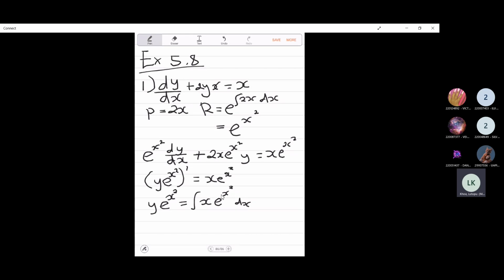Then we can rewrite this as e to the power of u. So we can put a 2 here and a half outside. So we have y e to the power of x squared is a half integral of 2x e to the power of x squared dx. So y e to the power of x squared is a half times e to the power of x squared plus our constant of integration. Okay, so you can, as always, multiply by the fraction that we have, but I think this looks just as good.